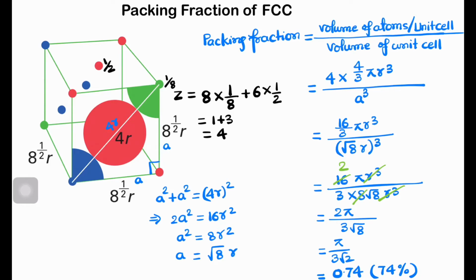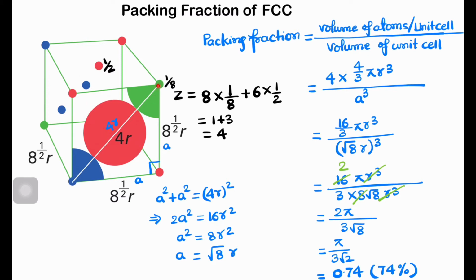In this lecture, I am going to calculate the packing fraction of FCC unit cell. The formula for the packing fraction is the volume of the atoms per unit cell divided by the volume of the unit cell. So to calculate the volume of the atoms per unit cell, we first need to calculate the number of effective atoms present in this FCC unit cell.